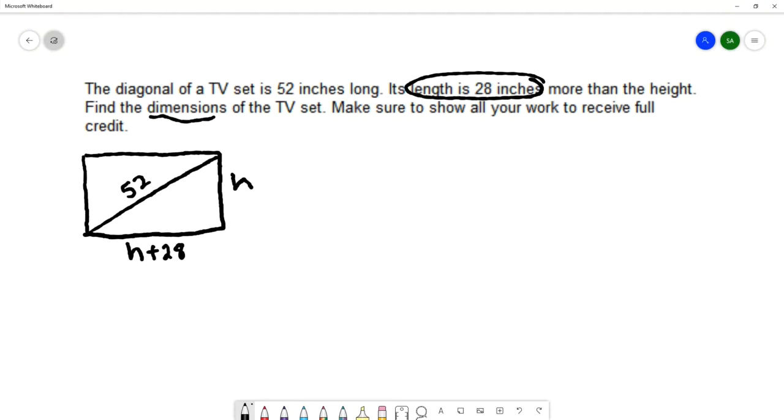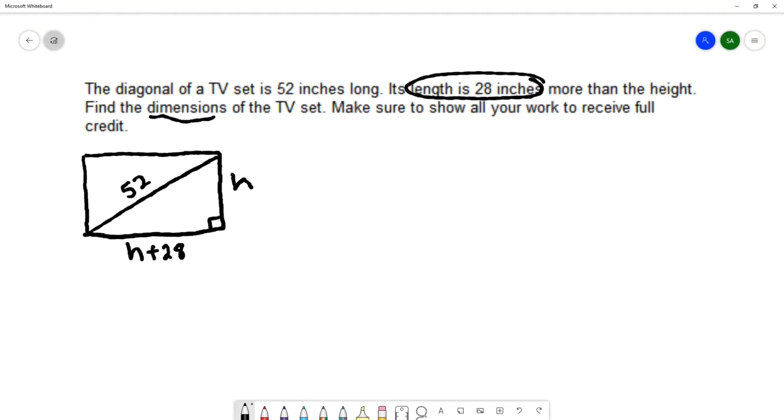Now, because the TV set is in the shape of a rectangle, I know that this angle is a right angle, and the length and the height of the television set along with the diagonal form a right triangle. So we can use the Pythagorean theorem to relate the sides of this triangle.